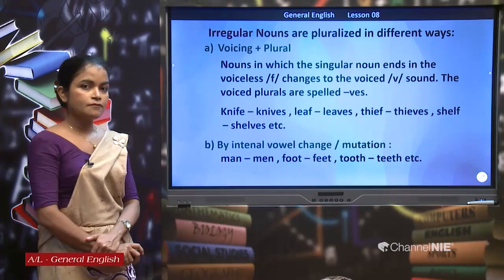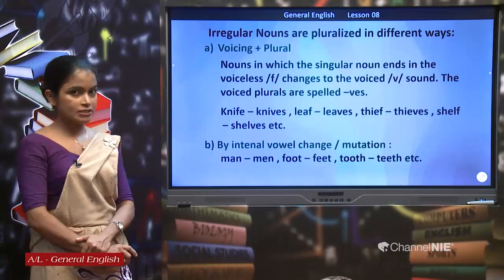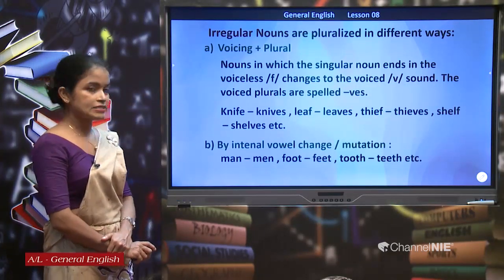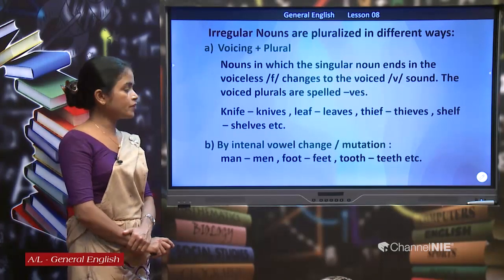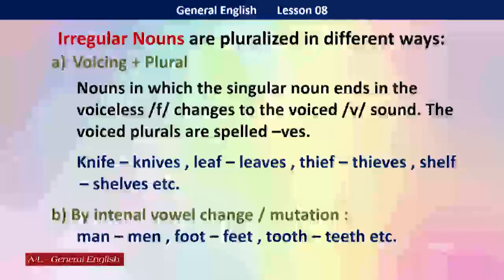So, that is about voicing plus plural. Then by internal vowel change, or we call it mutation. For certain English nouns, we have to change the internal vowel, or we call it mutation, to form the plural. What are the examples? Man, men. Foot, feet. Now, in man, the singular noun is man, the plural noun is men. The internal vowel A has been changed to E.